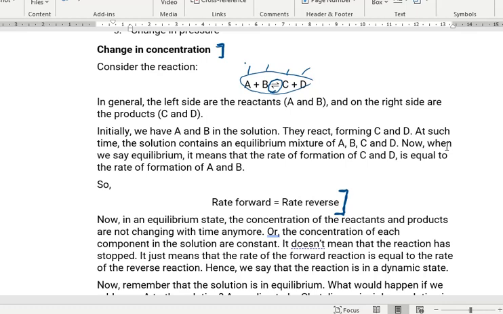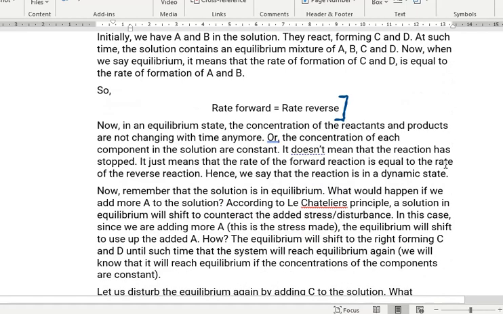Okay? So, ang pag-form ni mog C ug D, nara po'y nag-form og A ug B. That's why wala na kay makita nga change sa concentration. Okay? Now, in an equilibrium state, we're here now. In an equilibrium state, the concentration of the reactants and products are not changing with time anymore. You already know that. Or, the concentration of each component in the solution are constant. So, it doesn't mean, again, that the reaction has stopped. It just means that the rate of the forward is equal to the rate of the reverse reaction. We say that the reaction is in a dynamic state.